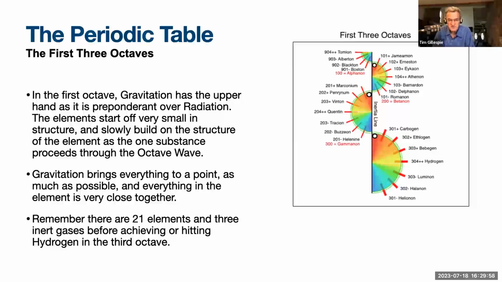The first 3 octaves we're going to handle right here because we know very little about them. The most important thing for right now is to know that there are 21 elements and 3 inert gases before achieving hydrogen at wave amplitude in the 3rd octave. And these are very poorly understood. As a matter of fact, it's only in the last 50, 60 years that we're beginning to sense down to these levels. So this is new to us. And Dr. Russell, as the visionary that he was, pointed all this out.